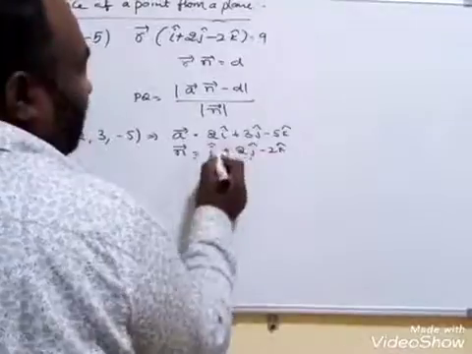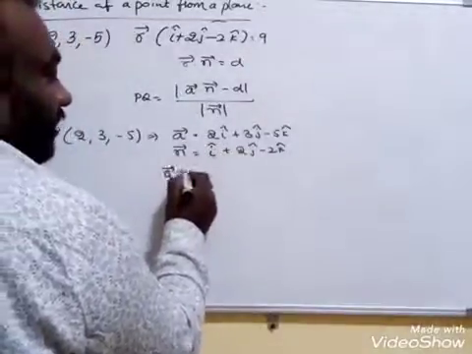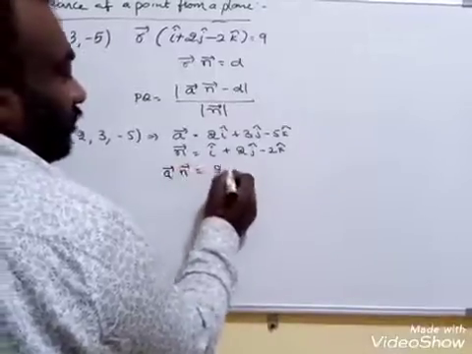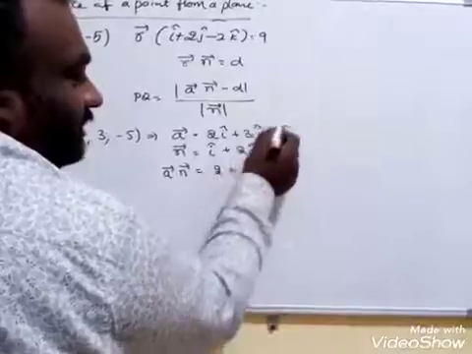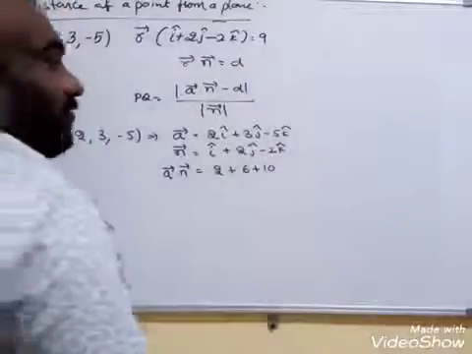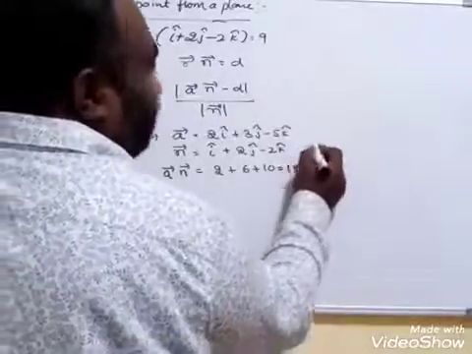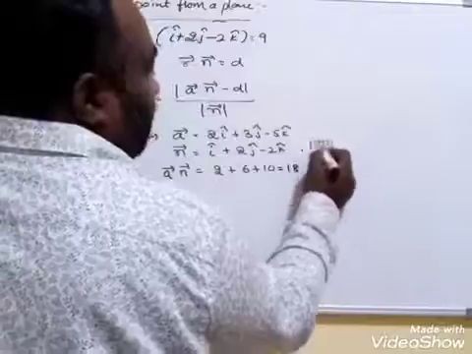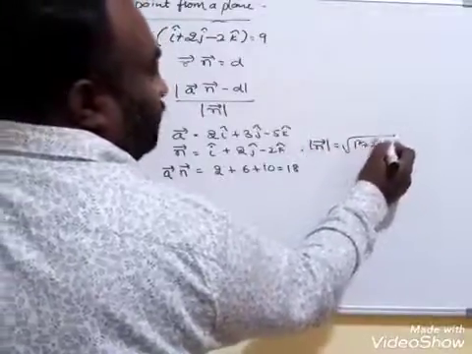Now from this, what you are going to get? a bar dot n bar is equal to 2 plus 6 minus 10. Two 1s are 2, three 2s are 6, five minus 2s are minus 10. Then what you got finally? This answer, you got is minus 2. And modulus of n bar, what you are going to get? Modulus of n bar is equal to root of 1 square plus 2 square plus minus 2 square.